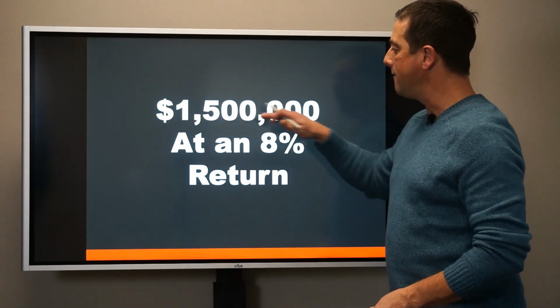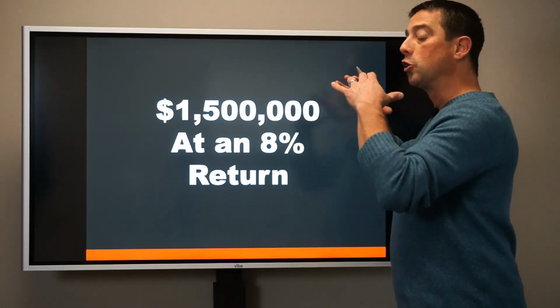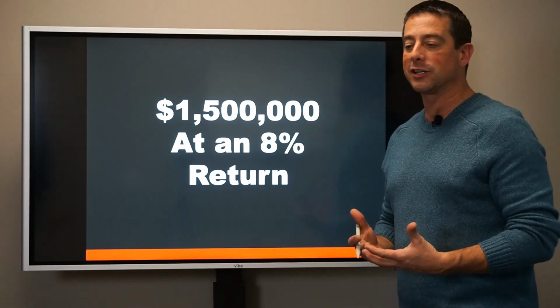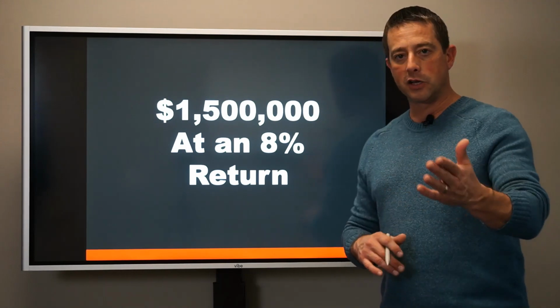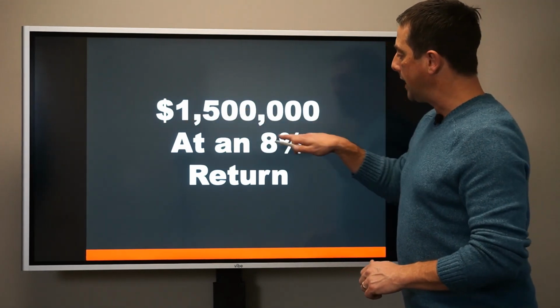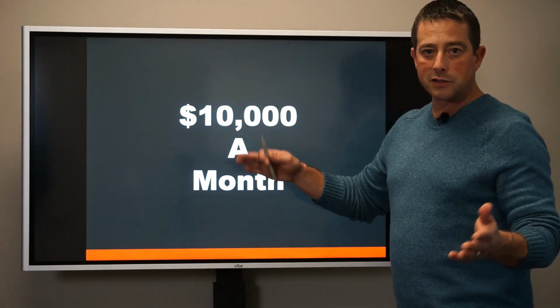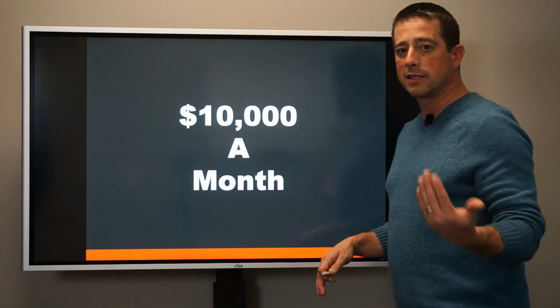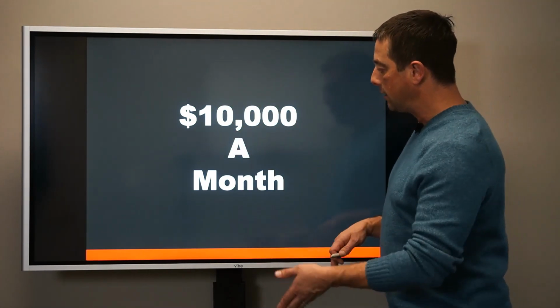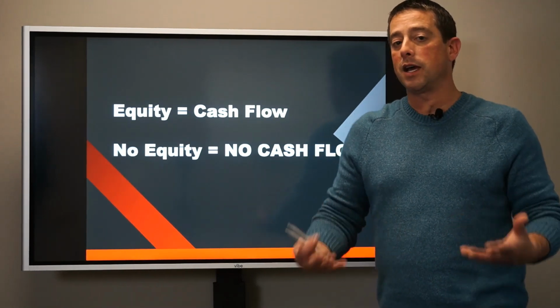If you don't have cash to invest in real estate and you're looking to create that cash, then the conveyor belt theory is going to show you how to do that. So again, it's equity at a return equals cash flow. Like I said, $10,000 a month, basic example: $1.5 million at 8%, 120 a year, that's 10 grand a month. So that's how we come to that number.